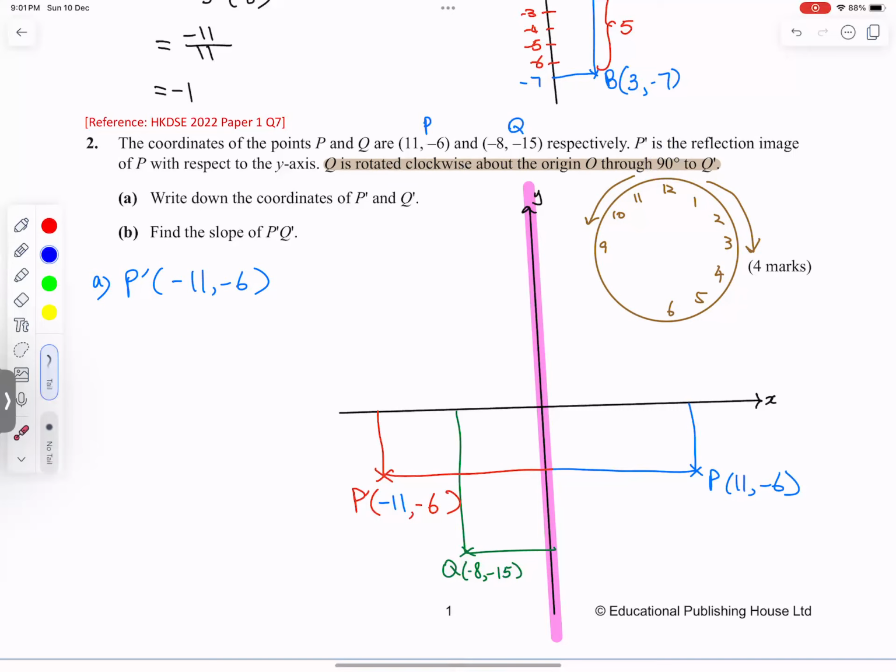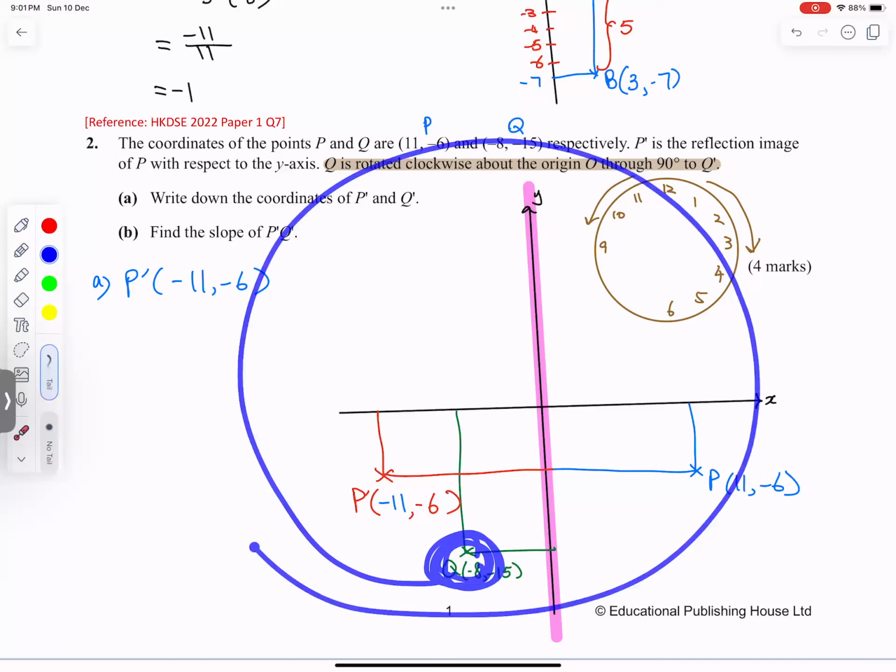Do you see there is something special in this line here? There's a 90 degree. So each box is 90 degree. Okay, we remember it that way. And now they are saying Q is rotated clockwise. How many degrees? 90 degrees. So Q is here. It's going clockwise. That means there. Okay, clockwise is like that.